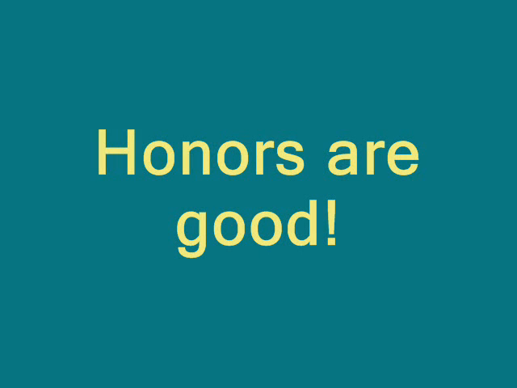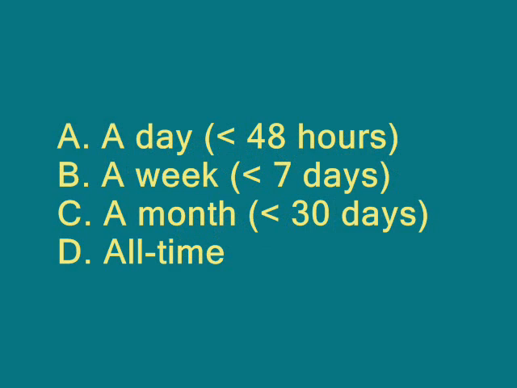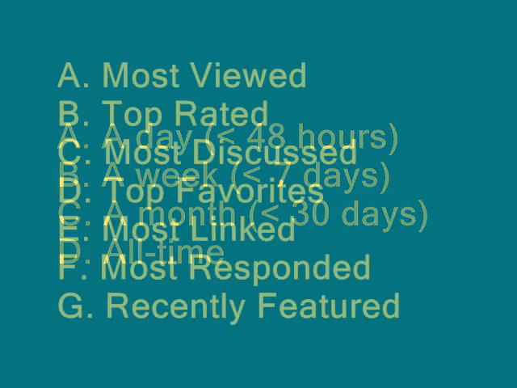Honors are important because an honor means that your video has achieved a top 100 status in the various categories that YouTube tracks, and it attracts viewership that you normally wouldn't get. Now, honors can be achieved for videos that are less than 2 days old, a week old, a month old, or all time, which is basically an unlimited amount of time frame.